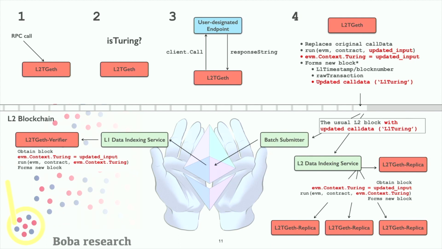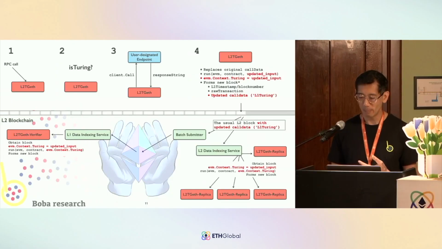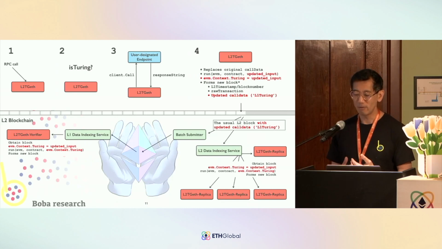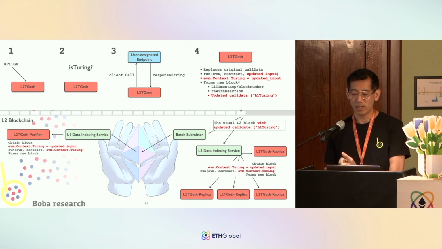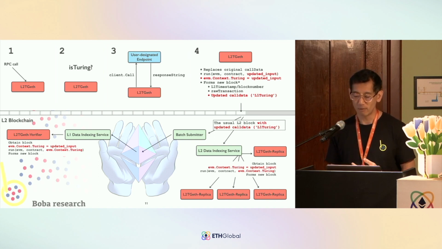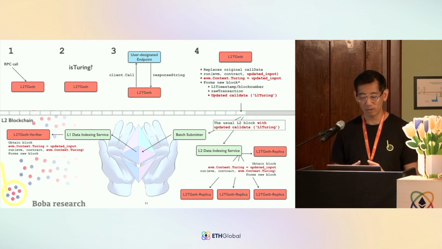So when you're writing around this, you want to have a graceful fallback default value in case the external API doesn't come back or takes too long. So the response comes back. Our Geth would replace the original call data with updated input that includes the response that comes back from the off-chain call. It creates a new block and submits that to layer 1. And then the new block is indexed, replica does its work, the verifier does its work, everything else just works.